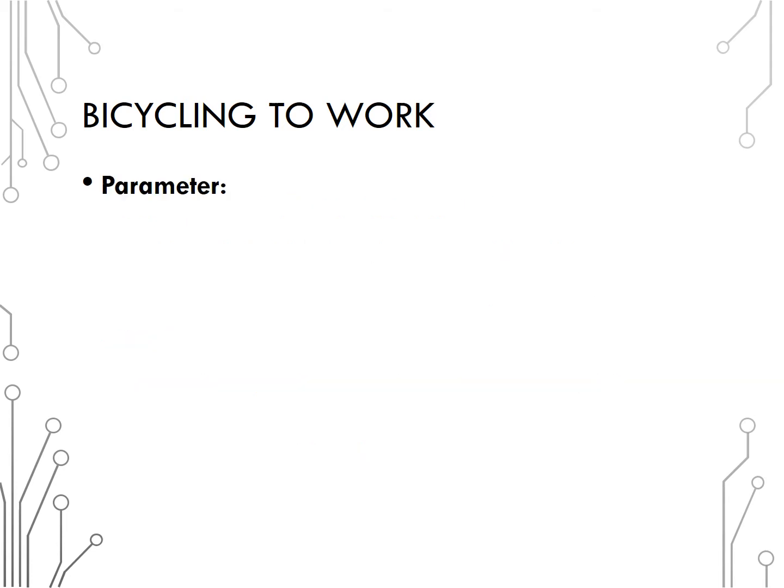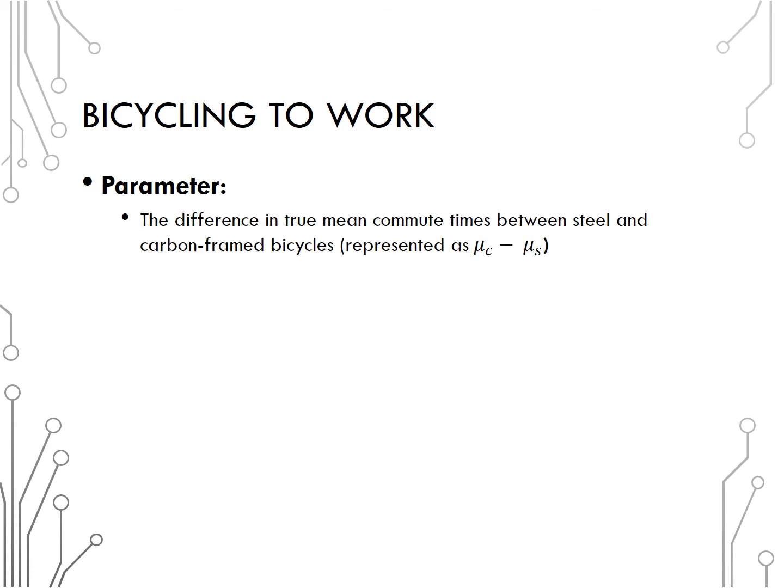What would the parameter look like for this example? Well, since we're working with one categorical and one quantitative variable, our parameter will be the difference in true means. In this context, the difference in true mean commute times between the steel and carbon frames, represented as μc minus μs. Notice I don't have a value here because I don't know the value of the parameter.